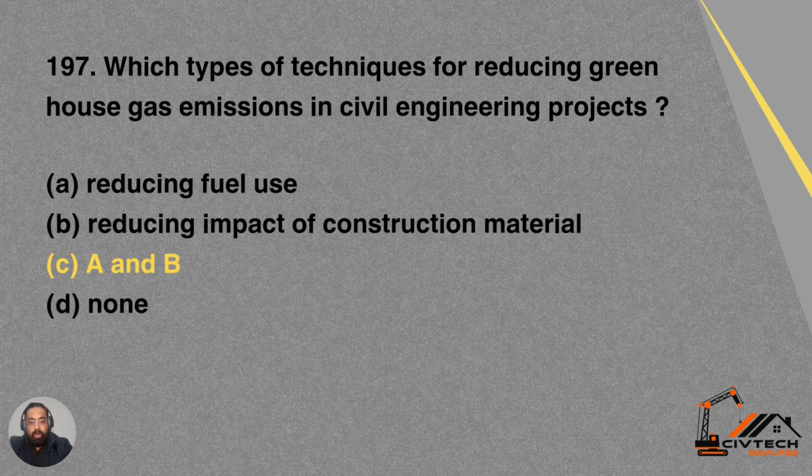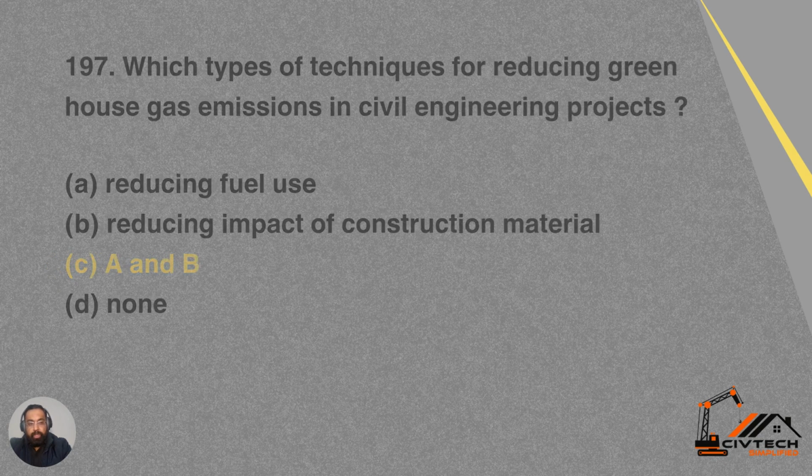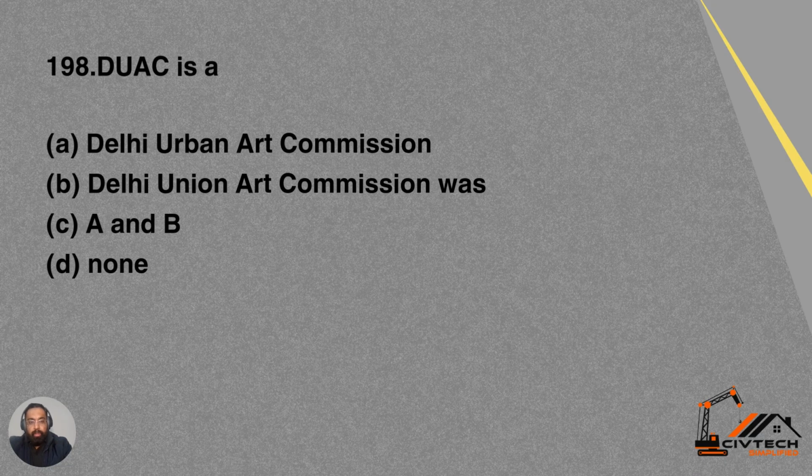197. Which types of techniques for reducing greenhouse gas emission in civil engineering projects are adopted? Option A, reduce the fuel use. Option B, reducing the impact of construction material. Option C, A and B. Option D, all of the above. So both of these are the correct options. Option C is the correct option.